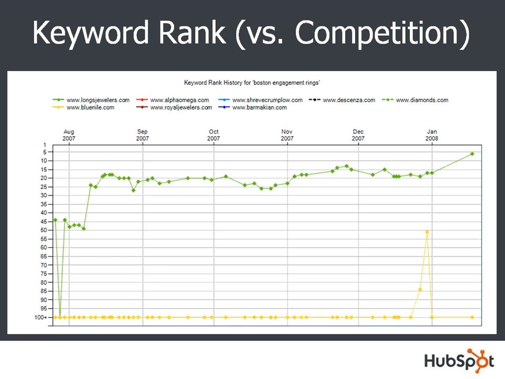All right, so the second thing, aside from those high-level metrics that I really like to track, is what's your keyword rank, and what is that rank versus competition? So, for instance, this is the keyword rank on the search term Boston engagement rings for a number of local jewelers here, and I've even got a couple, Diamonds.com and Blue Nile, that are actually national jewelers.